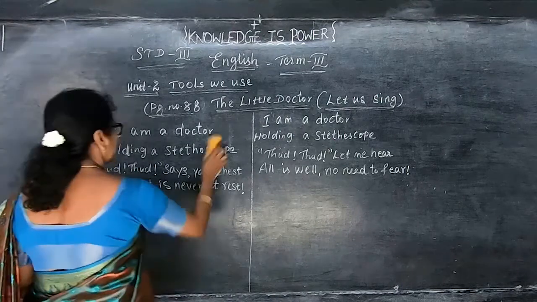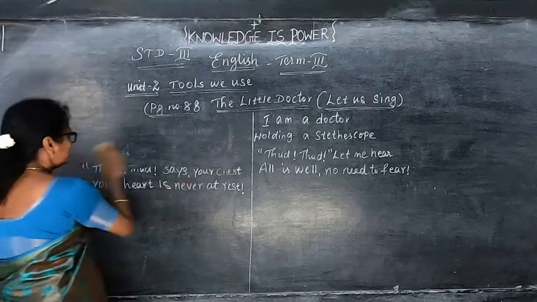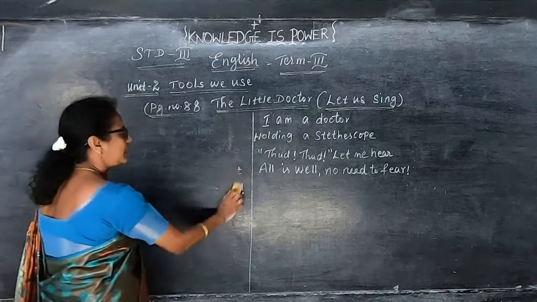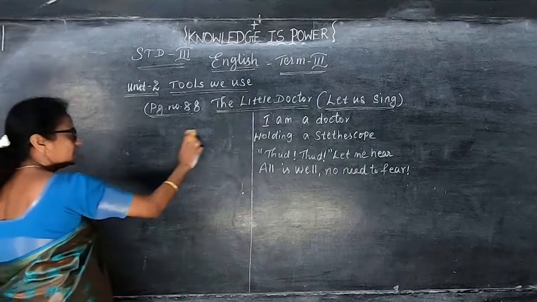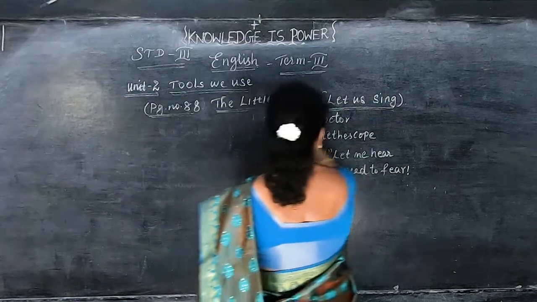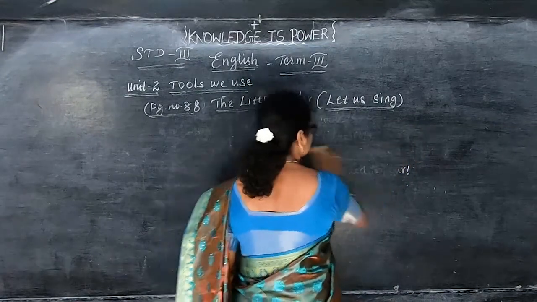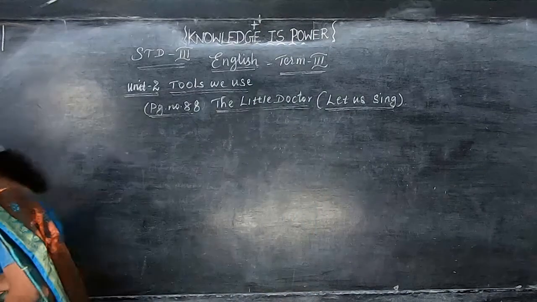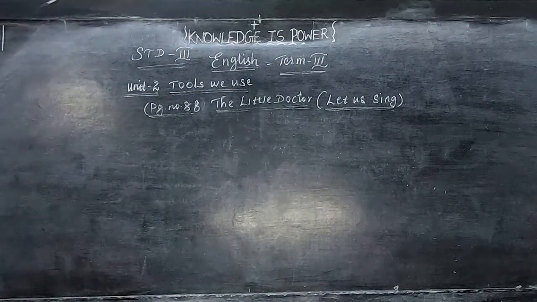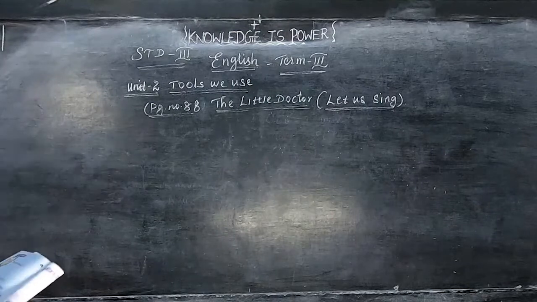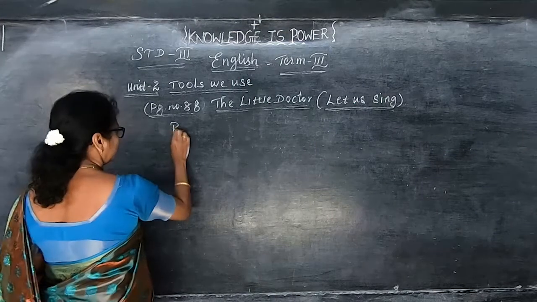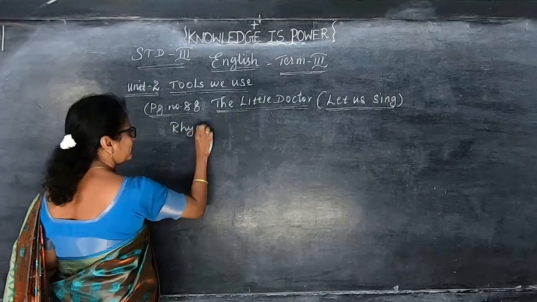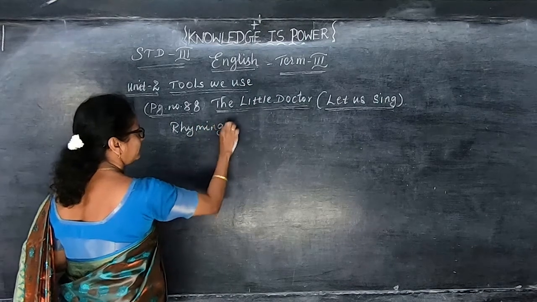Okay. Now, we'll see some of the rhyming words in the poem. What are the rhyming words here? You will see that. So copy down this in your classwork, children. The rhyming words are not given in the book. So we will see the poem and we will write the rhyming words.